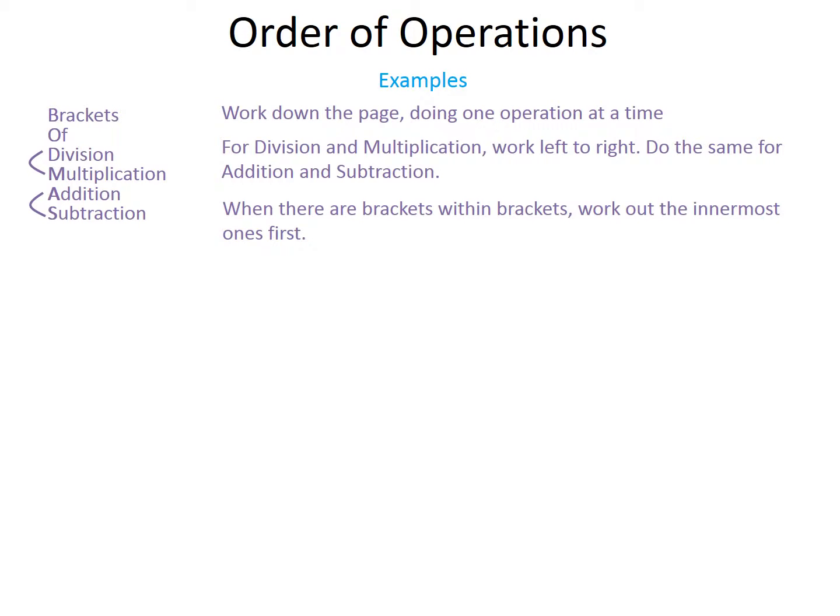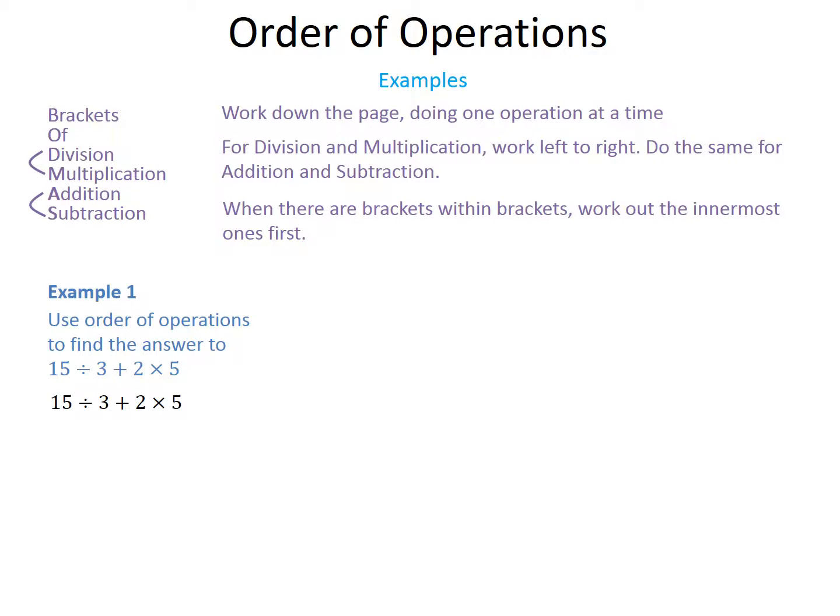So let's make sure we're right with some quick examples. We're going to use our order of operations to find the answer to this question here. The very first thing you do is you write down the question, the whole question. Don't work anything out yet. And then the next thing you do is you work out what operation will go first. Now there's a divide, a plus, and a times. And so division, multiplication, addition. Remember, you can do division or multiplication in either order, but the division comes first here. So we'll do this division first.